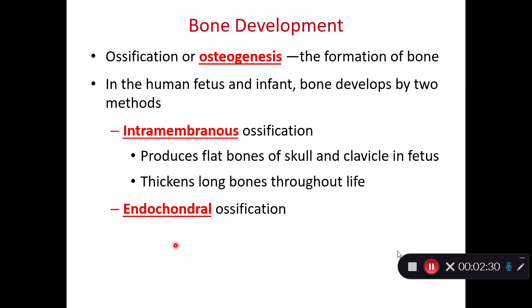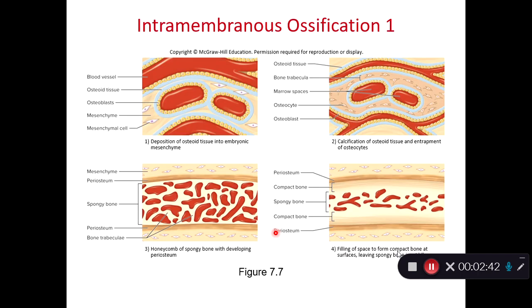Endochondral ossification. Chondral meaning cartilage, endo meaning inside. Endochondral ossification is the process of turning cartilage into bone, and that is by far the most common kind of ossification.